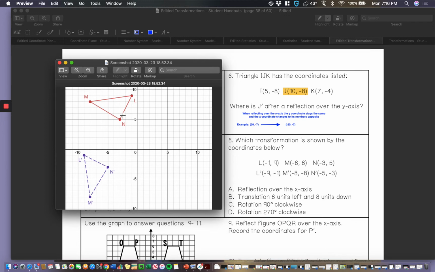here. So is it a reflection over the x-axis? Does that look like a reflection over the x-axis, which would run right to left? Is that a reflection? Is it a translation, 8 units left and 8 units down? So remember what translations look like after you're done translating them. Is it a rotation, 90 degrees clockwise?